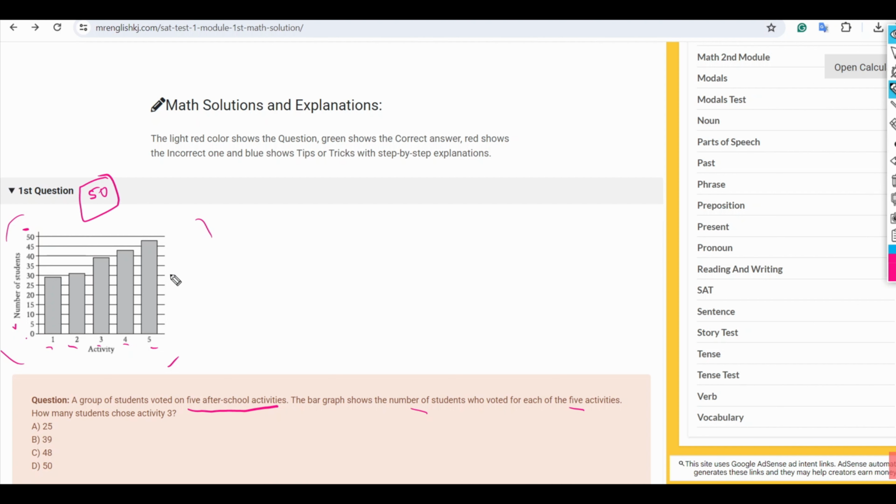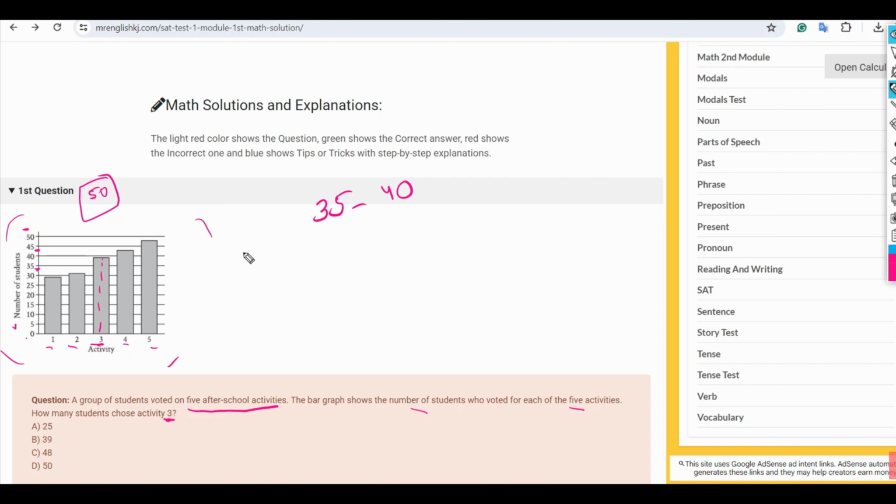How many students chose activity third? We are only asking about the third activity, this one. As you can see on the graph, it goes up to here. Now if you focus here, it is between 35 and 40. So it cannot be more than 40 or less than 35.